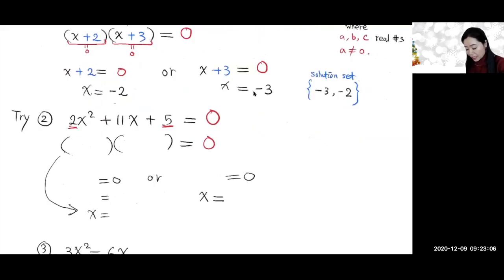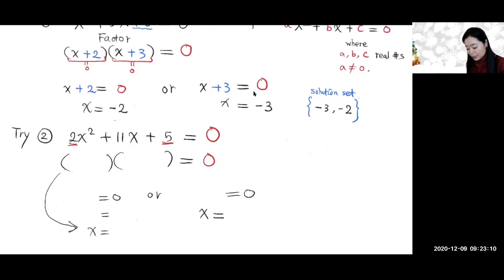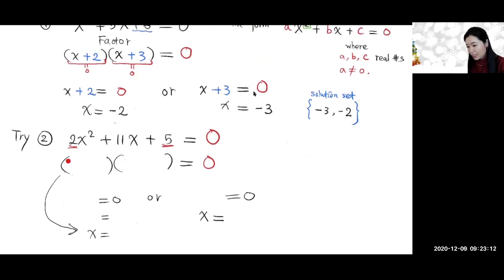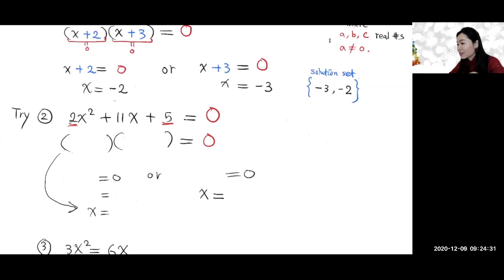Okay, the second one, I would ask you guys to try to solve this by using the zero factor property. First, you factor that and use the zero factor property. I'll let you guys try that for maybe 3 minutes, okay? I'll share that. Okay, let's put this together, okay?